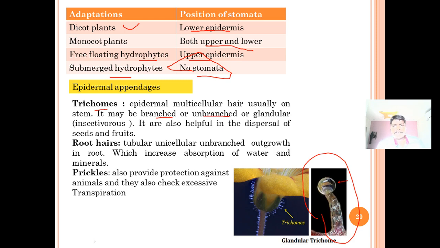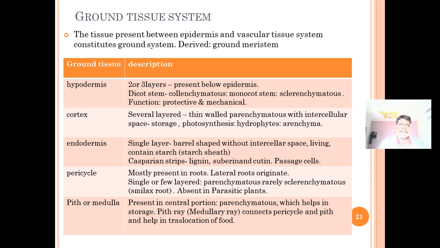This kind of trichomes is present, and the main important function of these trichomes is that they are involved in the dispersal of seeds and fruits. The next is the root hairs. Everybody knows their important function: they increase the absorption of water and minerals. Okay. Next we will discuss the ground tissue system.